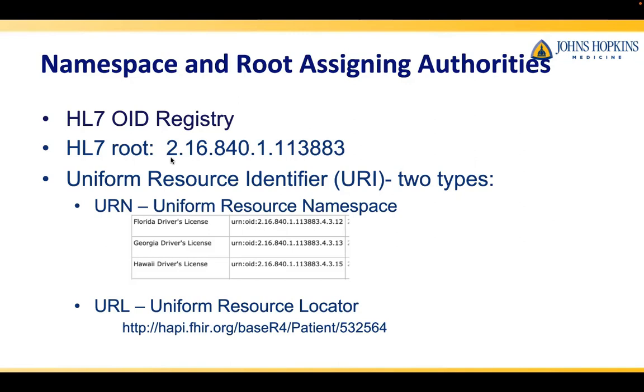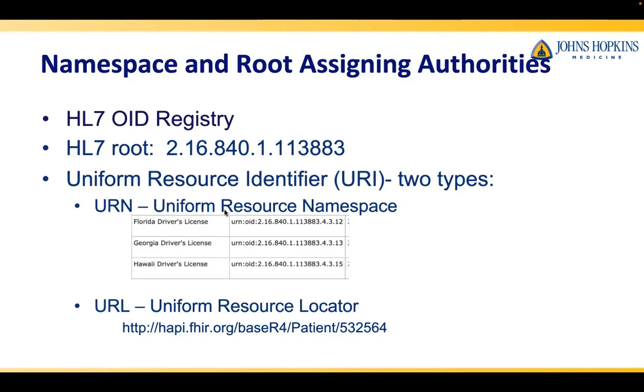The HL7 root, which was defined by ANSI, so it starts with 2, it wasn't just defined by ISO. So 2.16, here's the United States, .840. And you can see down here that the 113883, this is HL7 right here. So if you see this root, you're looking at some HL7 defined OID, and you will find it in this registry.